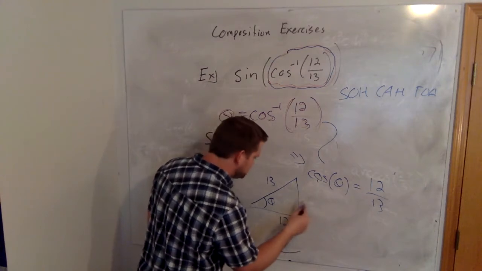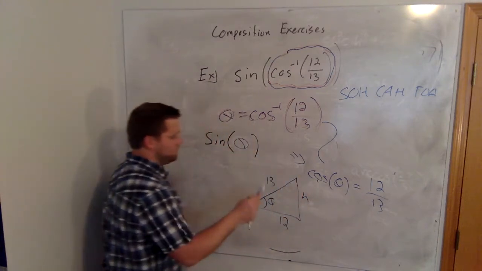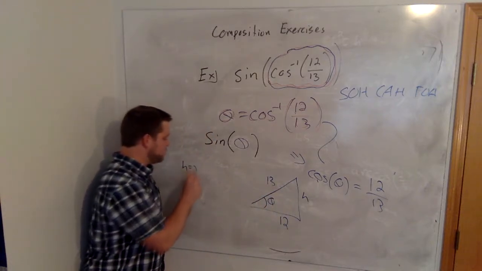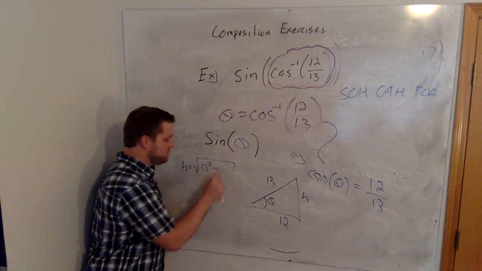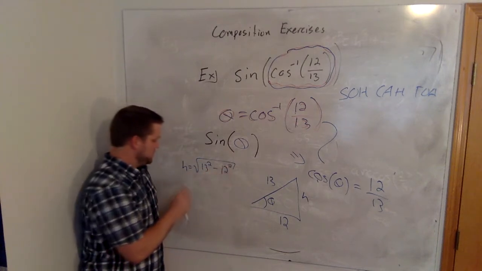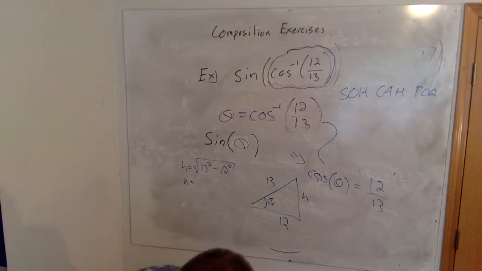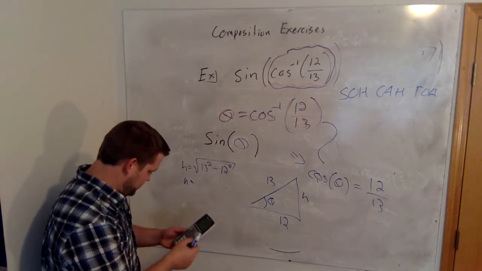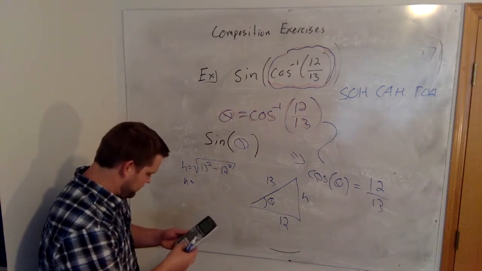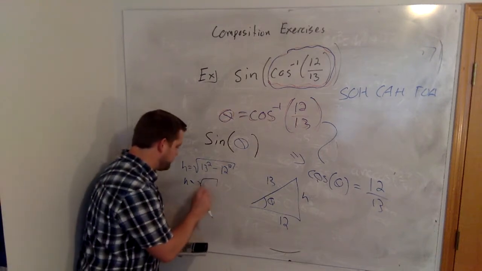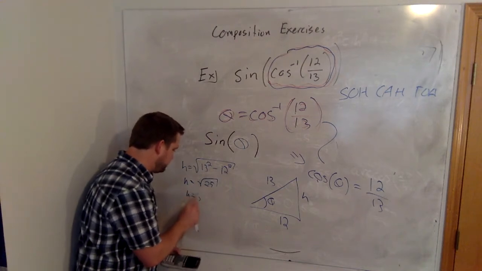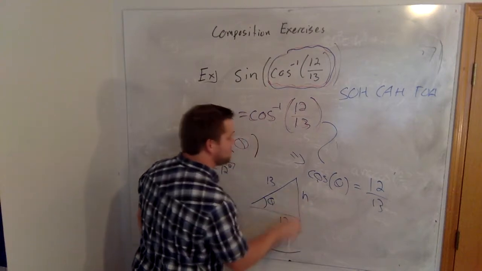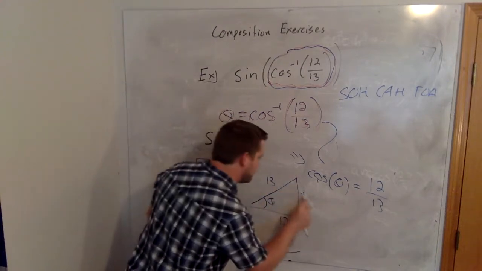Let's call it h. Don't get confused with hypotenuse, I'm thinking height when I'm writing that. So what would h be? Well, h would be the square root of the hypotenuse squared minus this leg squared. What is 13 squared minus 12 squared? 25. This is the square root of 25, so this is just 5. So I know that this opposite side is 5.